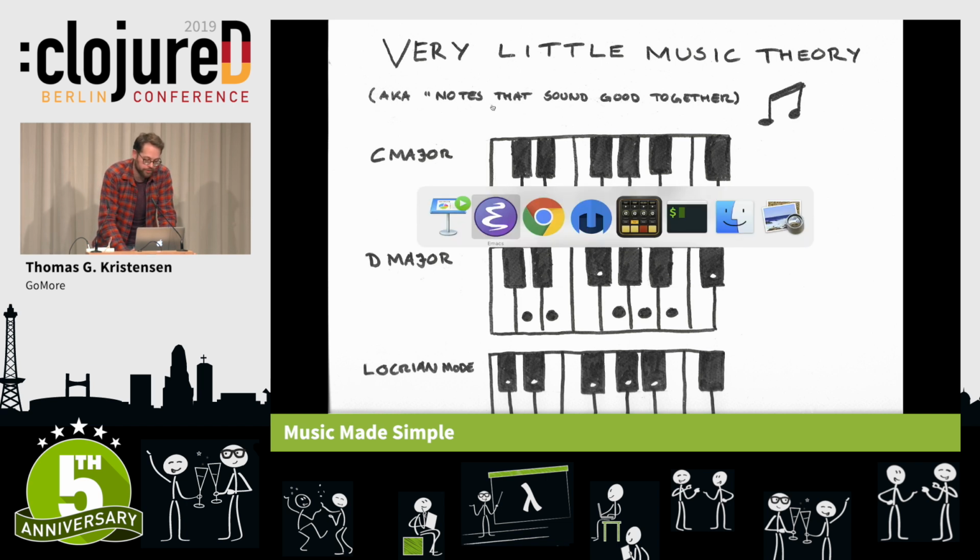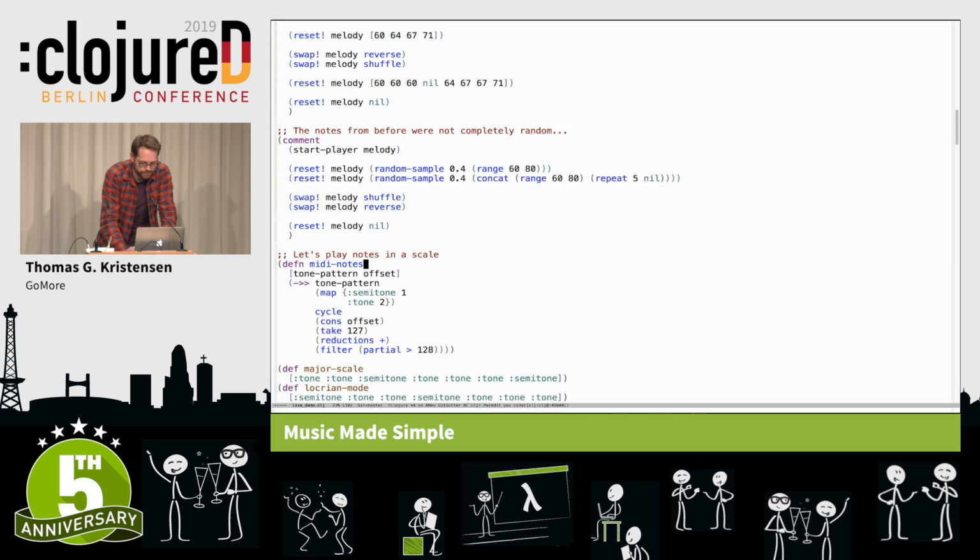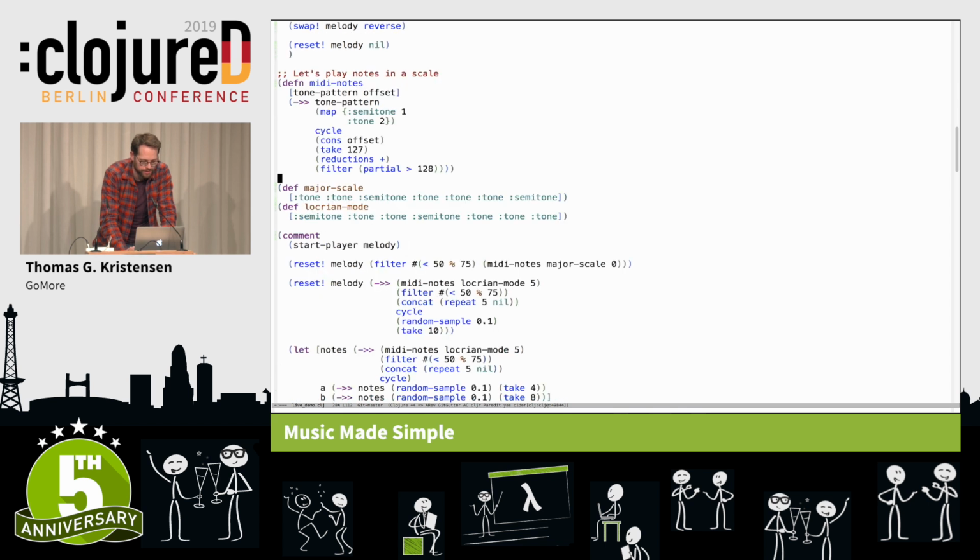So this looks like an algorithm. Algorithms are fun to implement in Clojure. So here's a small helper function that takes an offset, that's like the root note, and a tonal pattern in the form tone or semitone, where a tone is jumping twice and a semitone is jumping once. It's just to have some lingo there. We could have just used the numbers.